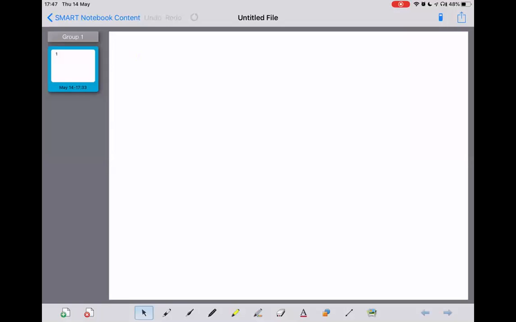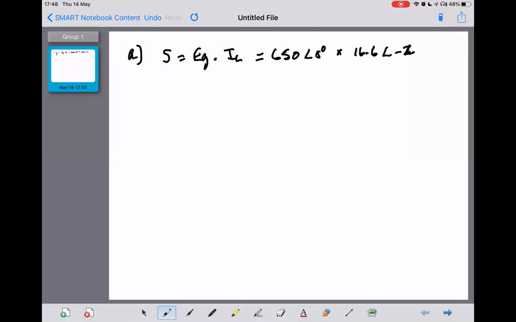current. So S is equal to EG times IL. IL, the line current, yeah. Yep. And so I've done 650 angle 0, and then times 16.6 angle minus 47, because that says in the question that it lags the voltage by 47 degrees. And then when you multiply that out, yeah.